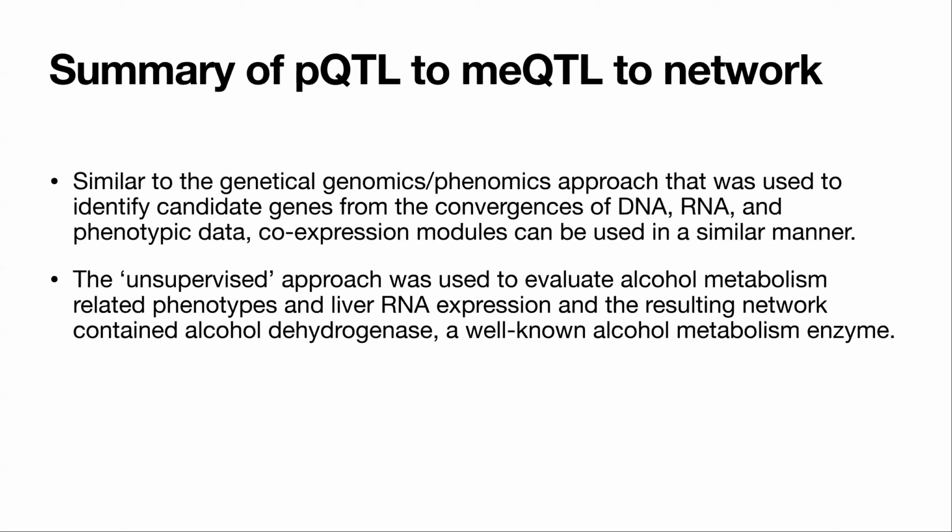So in summary, from the pQTL to the meQTL to the network, we are again looking for convergence of information. We're using not only the identity of these genes, but how they relate to one another. And we were able to show, in a somewhat unsupervised approach, that we get things that we would expect to get in this process.